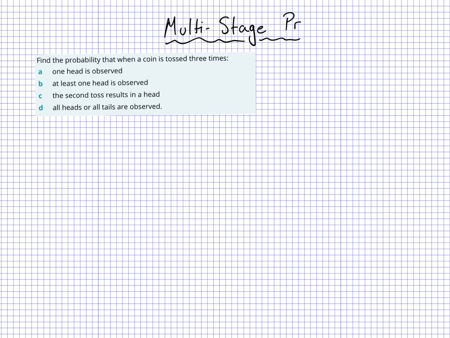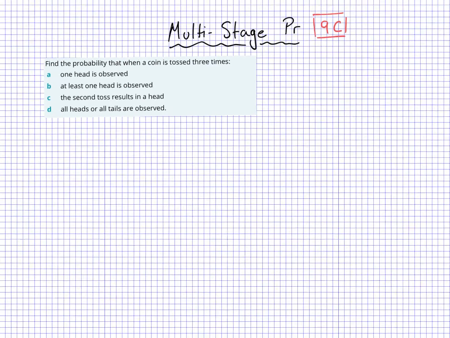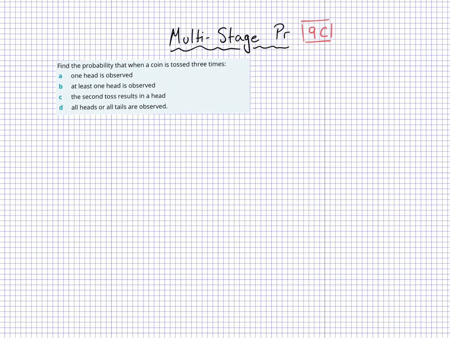Alright, welcome to today's lesson on multi-stage probability, which corresponds with set 9C in the textbook, I'm pretty sure. Multi-stage is really just events or trials that have multiple parts, or two, three, and so on. And I'll explain what I mean. So the classic example is when a coin is tossed 3 times.